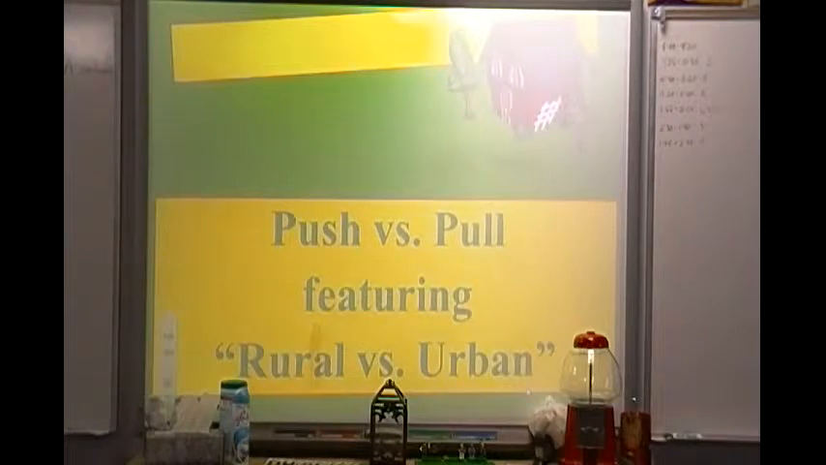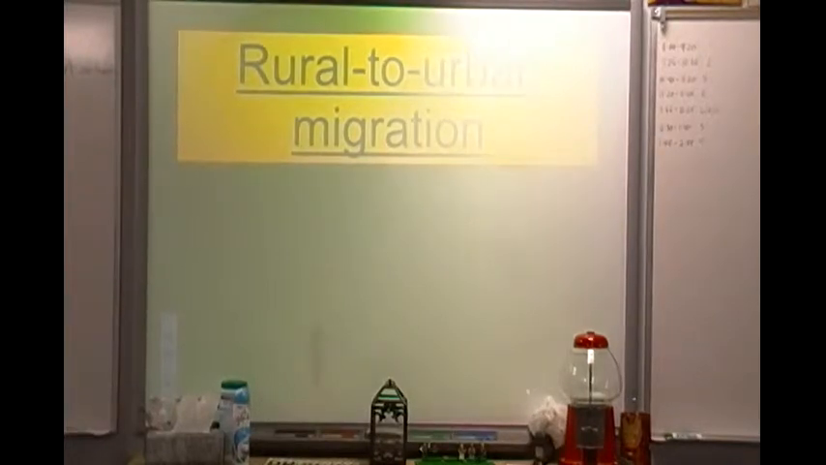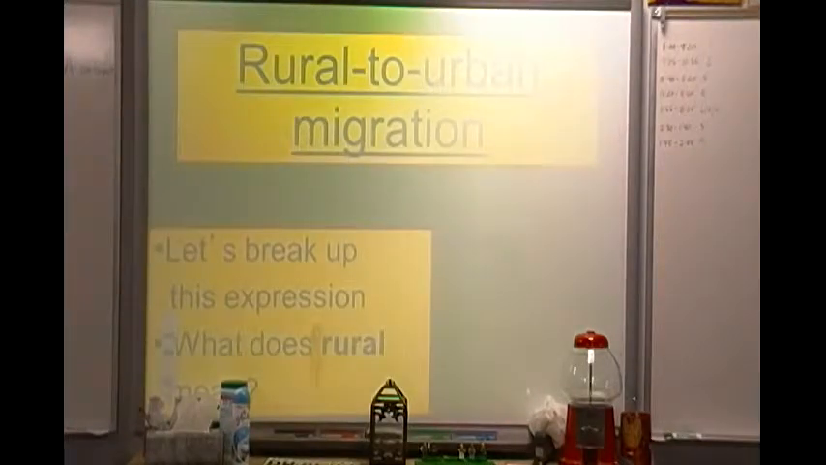Push versus pull. And I made this kind of like a rap video featuring DJ Rural and DJ Urban. I'm not going to say your name on the video so your parents know who's making that noise. Okay, so we've got this really complicated term that is just way too educational for 7th grade. It's called rural to urban migration. We're going to break it down into pieces and figure out what that means, okay? Here we go. Let's break it up.